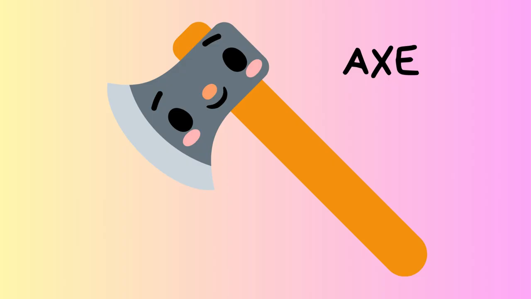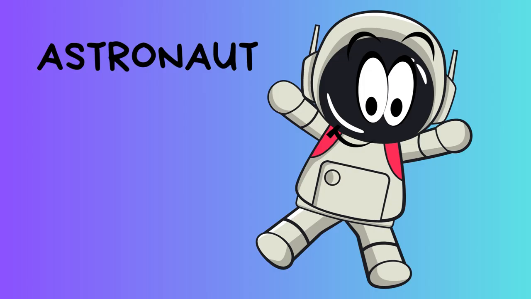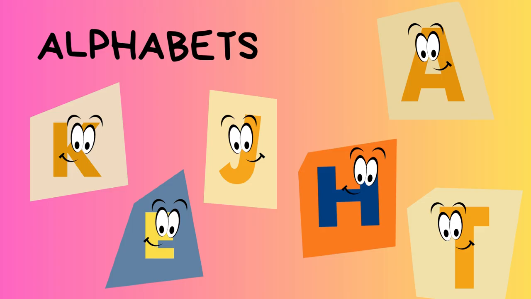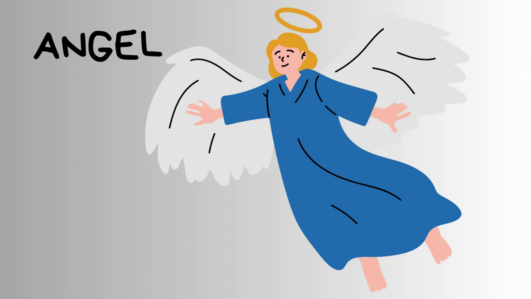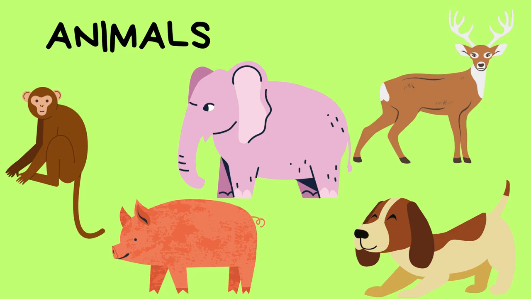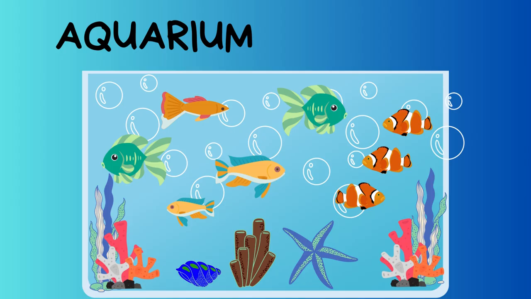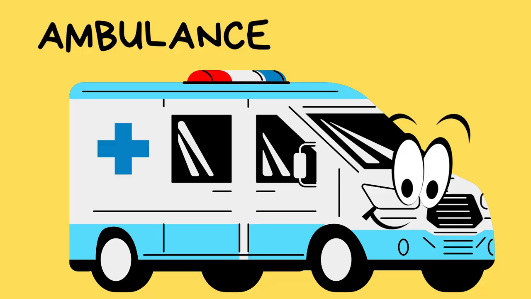Do you know what this is? This is an axe. A for axe. A for astronaut. A for alphabets. A for angel. A for animals. A for aquarium. A for ambulance.